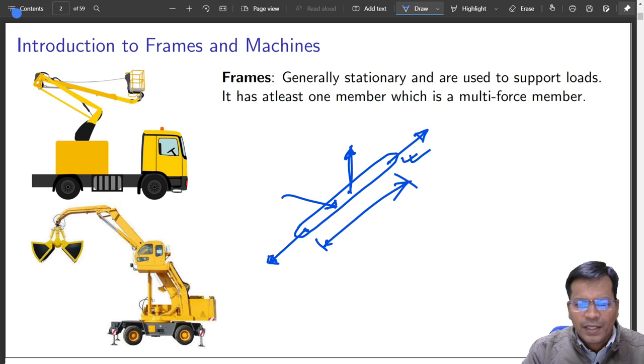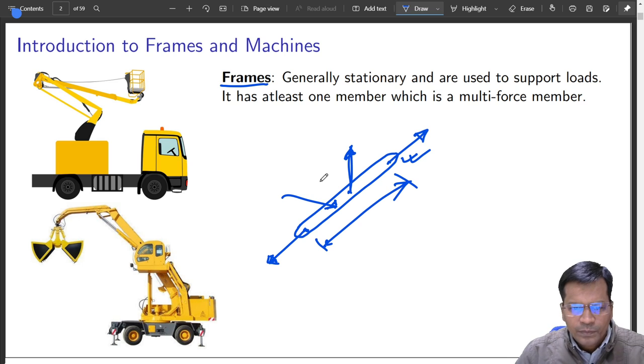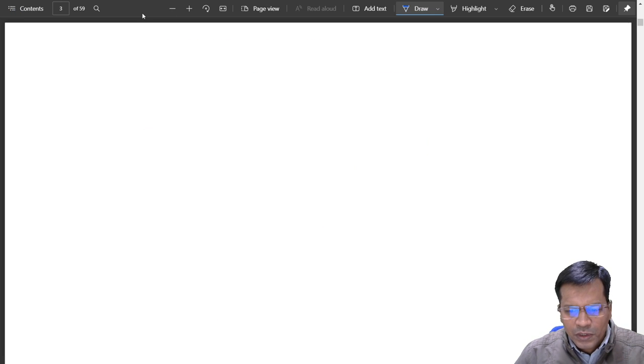So this is an additional thing that you can see in case of frames. Okay, so this is how it is defined.